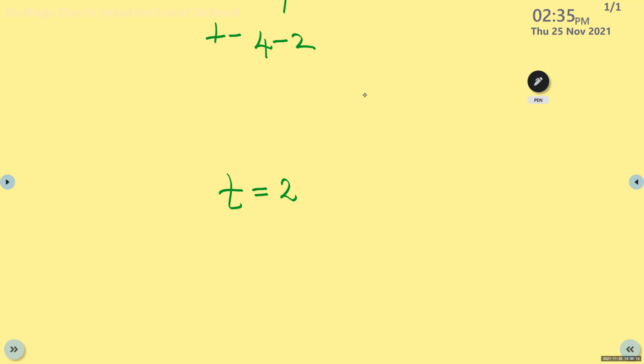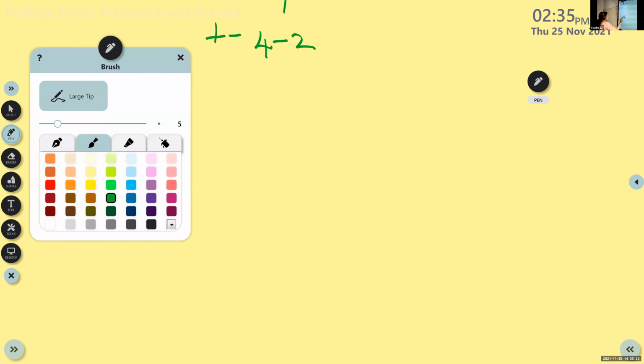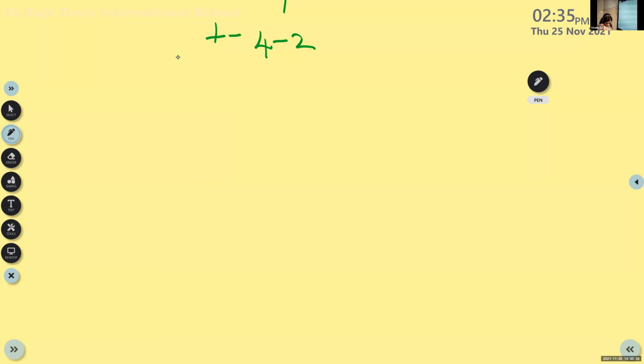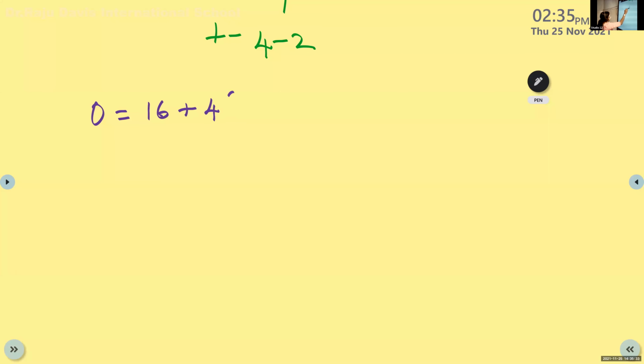Then one last problem in this set. After that, we can start with word problems, children. Last problem in this set of problems. You can do it. This question is 0 is equal to 16 plus 4 into m minus 6. 16 plus 4 into m minus 6. Do it yourself and tell me the answer.